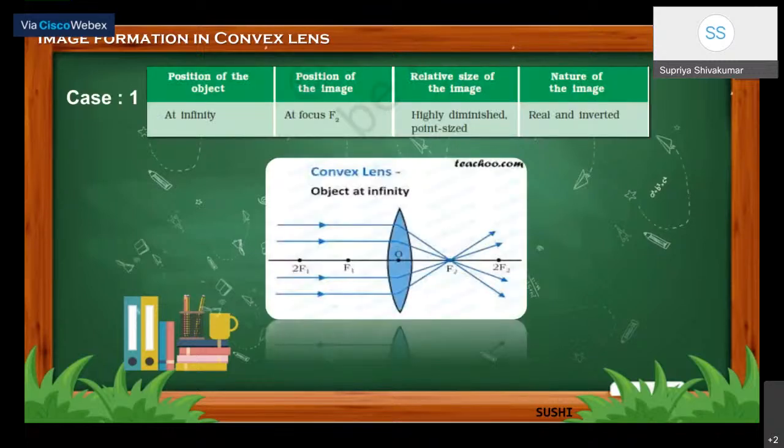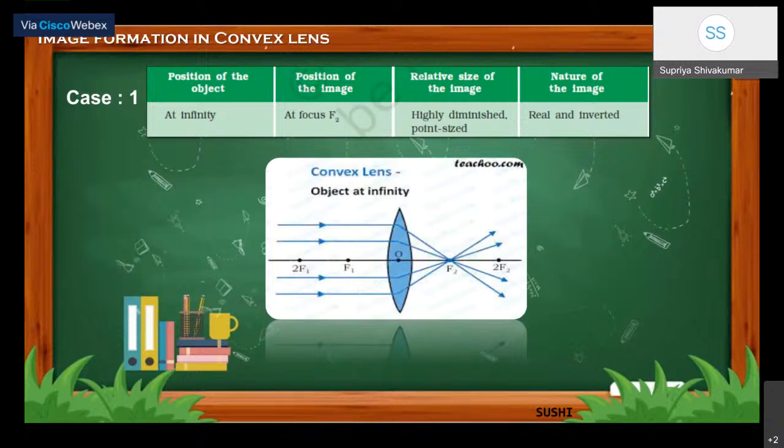Okay. Yes, case one students, yes. So these are all the cases that we have learned in convex lens. You know that there are 6 different cases in a convex lens. So in the convex lens, the first case is when the object is at infinity. We are imagining that there is an object at infinity. And we know that when an object is placed at infinity, all the rays coming from infinity are taken as parallel rays.